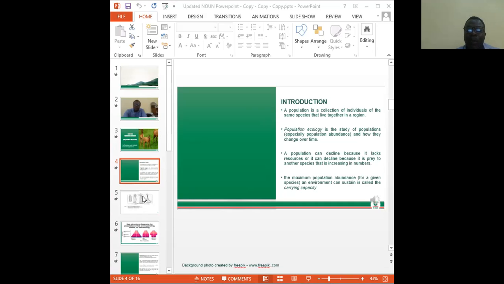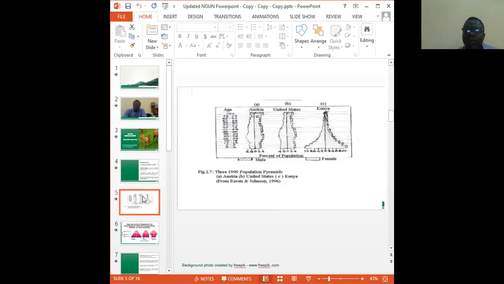Now, the next slide shows what they call population pyramids, because another way of representing population data is by a population pyramid. This is often used in human demography. The advantage is that they can show males and females separately, even on the same graph.